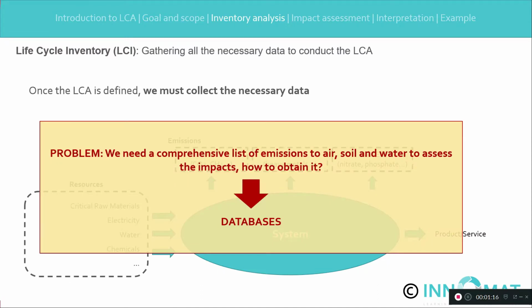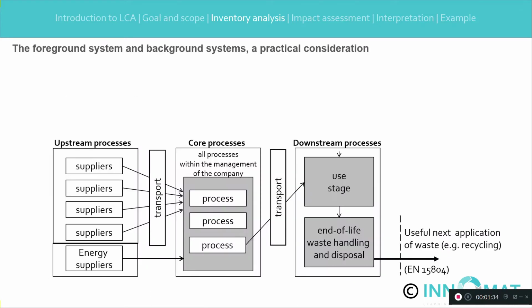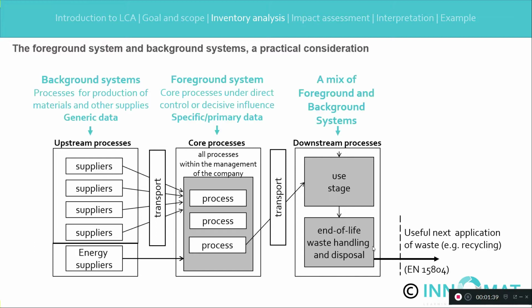The problem is now, we need a comprehensive list of emissions to air, soil, and water to assess the impacts. How to obtain this? The answer is, we have databases that provide these data for many processes. The way we solve the problem is looking at the structure of our system in more detail. We distinguish upstream processes of the supplies, also called background systems, the core processes under study, also called foreground systems, downstream processes, often a mix of foreground and background systems, and in between there is transport.